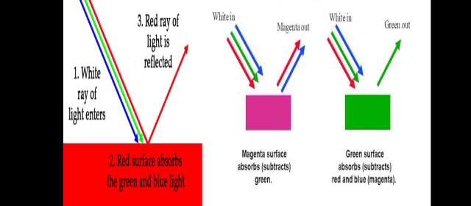A magenta surface absorbs green light and reflects red and blue light. The combination will form magenta color. And then a green surface absorbs red and blue light and reflects green light, so that we can see a green color from the reflected surface.